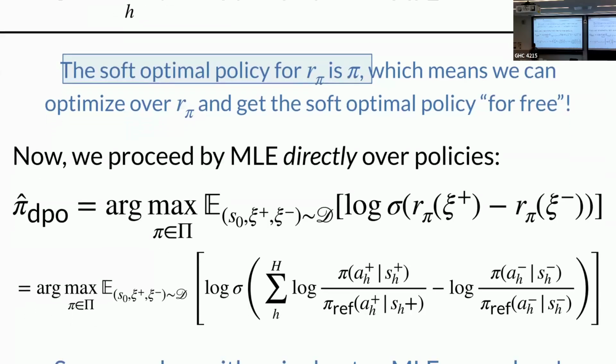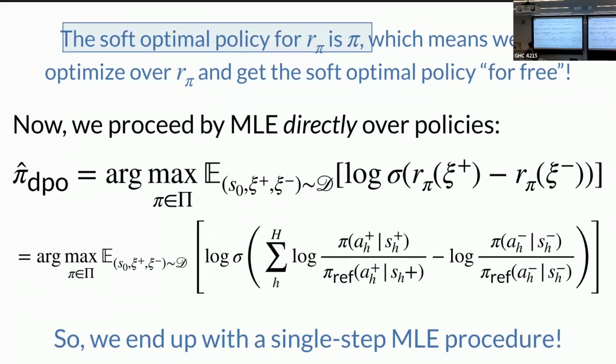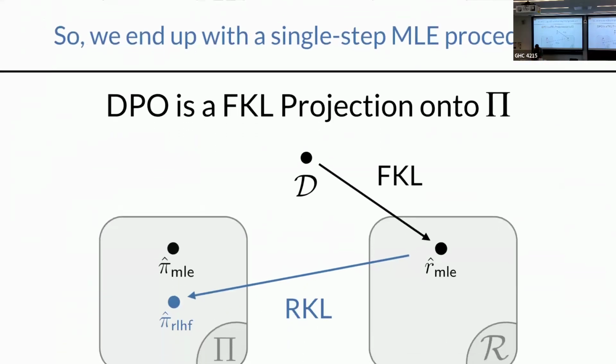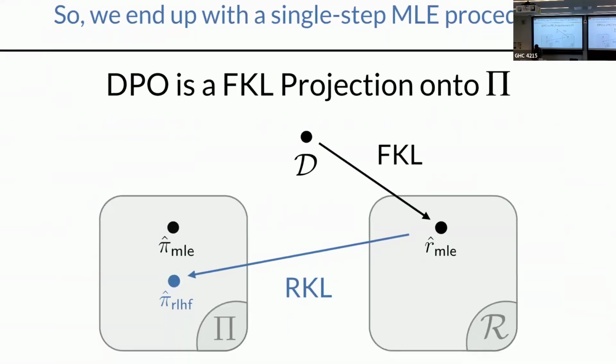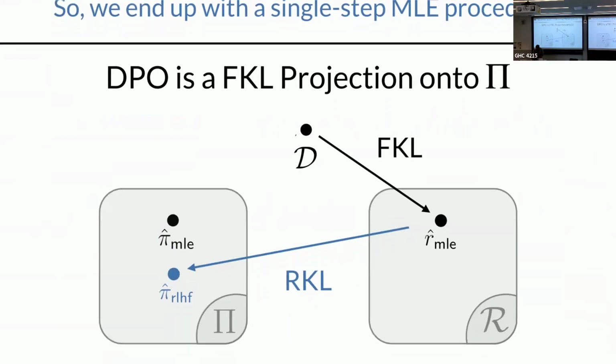So end to end, what's happening here is you get a single step maximum likelihood estimation directly over policies. I'm going to complete the picture for a second, and then we can talk about any questions people have. So we can think about things like DPO and its variants as basically being a forward KL projection directly onto the space of policies. Under the hood, we're using this duality between these two things.